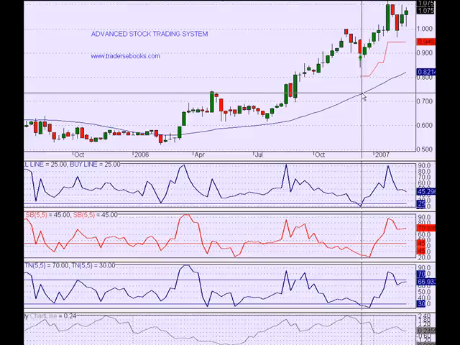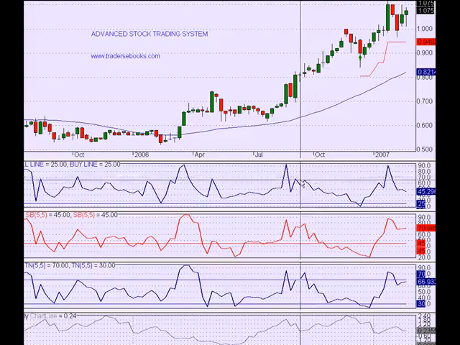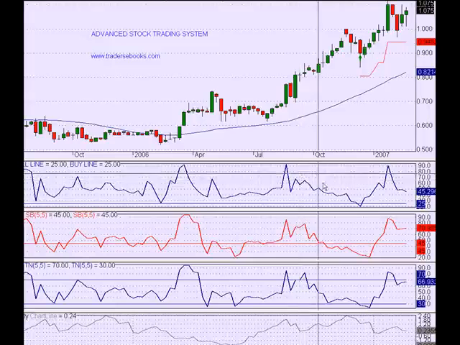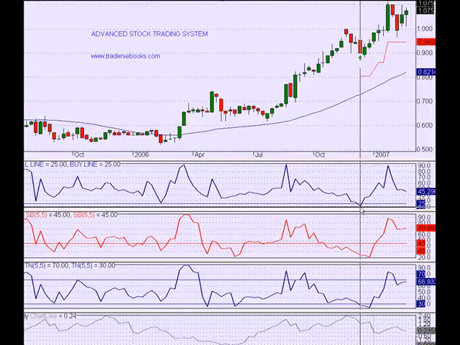The next criteria is our public activity indicator, which is where my cursor is now. That's a combination of price and volume, which gives us a very good idea of public sentiment. And when that is oversold, when a stock that's in an uptrend is oversold, less than or equal to 25%, which this indicator runs between 0 and 100, then it's a buy signal.